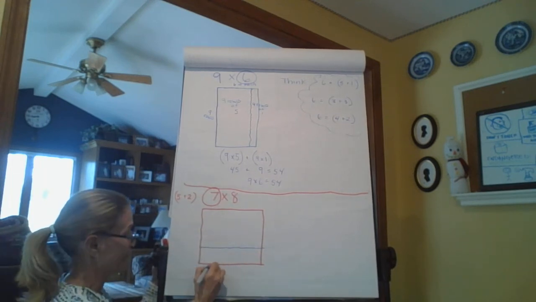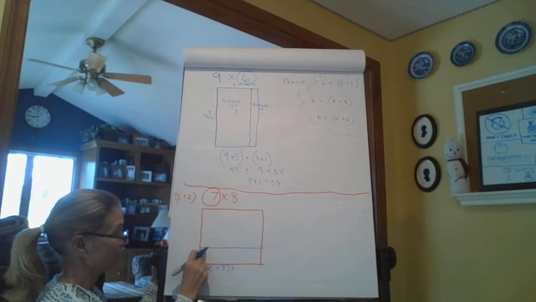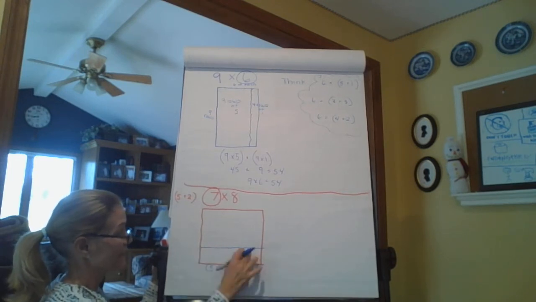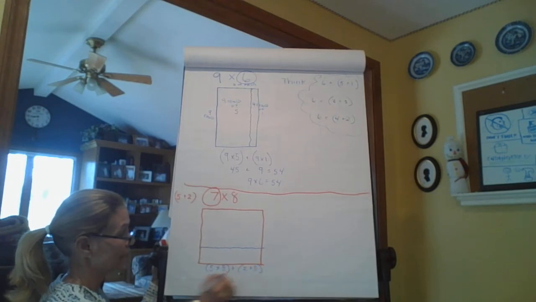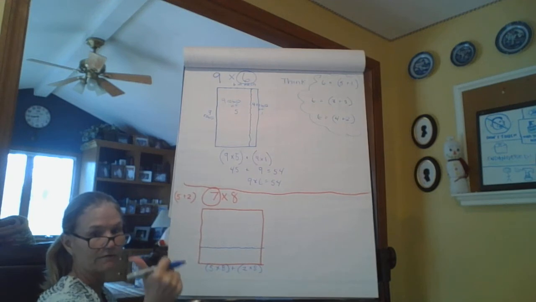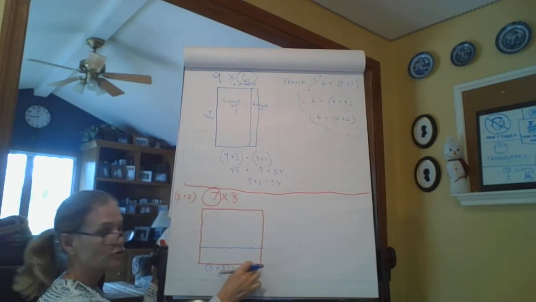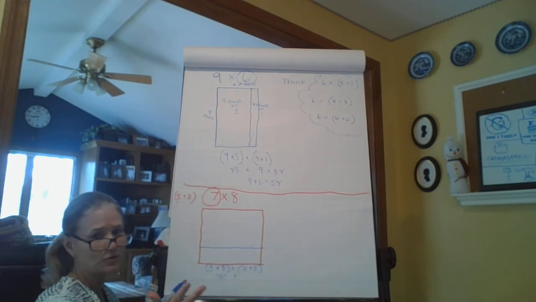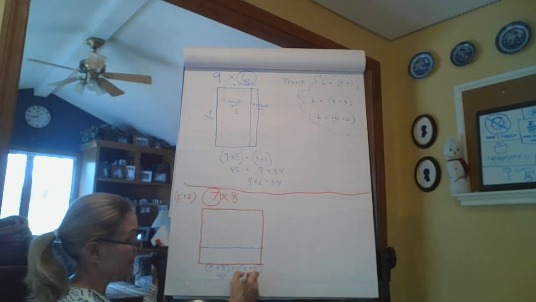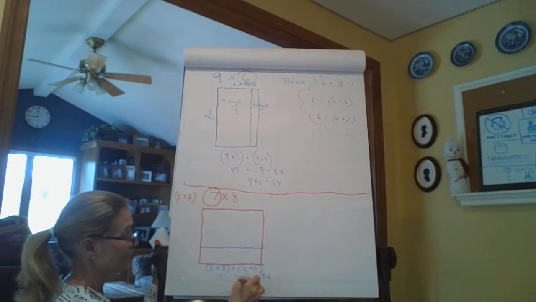So now I'm going to have 5 times, still have 8 in each row, plus my 2 rows, still have 8 in each row, times 8. Now 5 times 8. 5, 10, 15, 20, 25, 30, 35, 40. That's easy to skip count. Plus 2 times 8. I can either skip count by 2s or I can say 8 plus 8 is 16. Now I know 40 plus 16 is 56. So 7 times 8 equals 56.